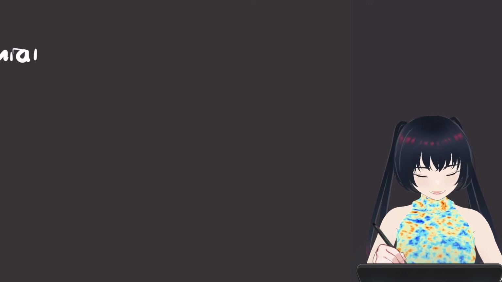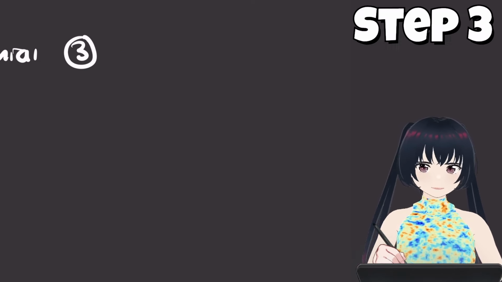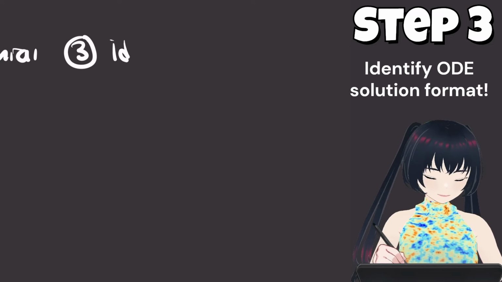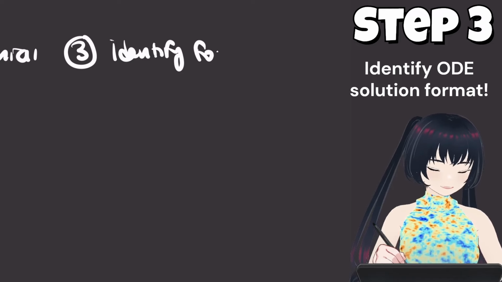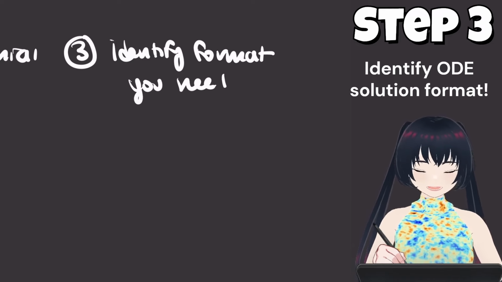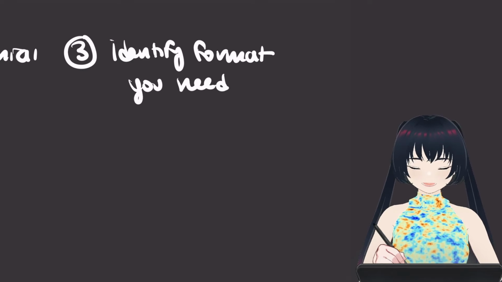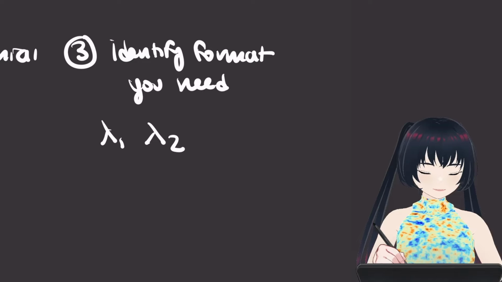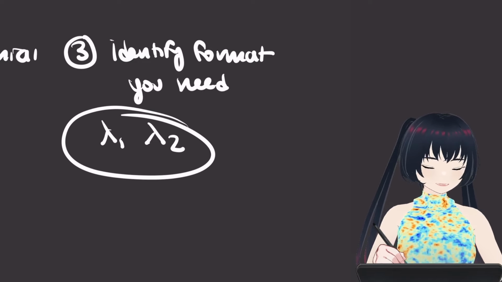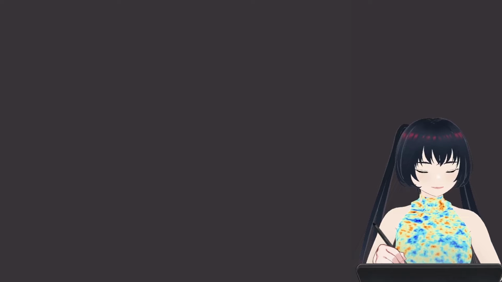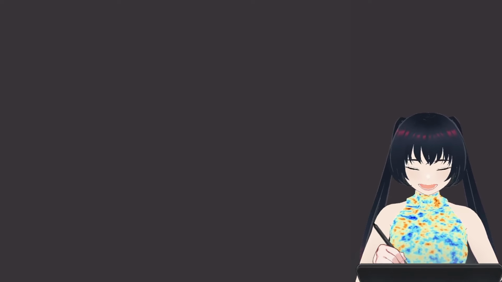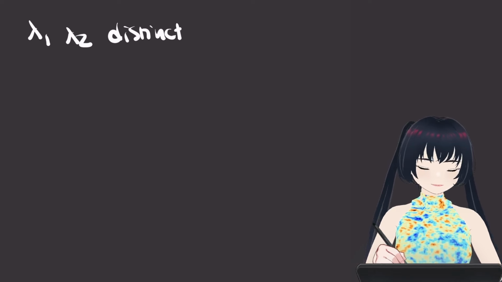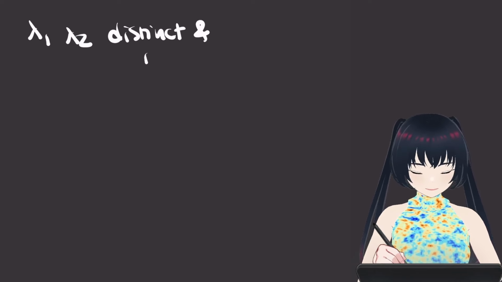Now, step number 3 is to identify which format you have for the ODE. Now, this is where things get a little bit more complicated. It depends on the solutions that you got for the characteristic polynomial. So when you get lambda 1 and lambda 2, there are a few formats that you could encounter. For instance, you could say that lambda 1 and lambda 2 are distinct, aka different, and real.